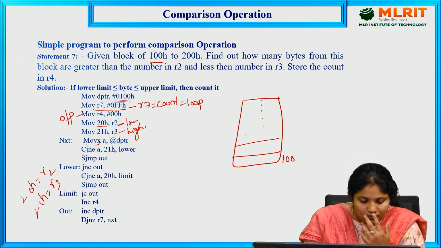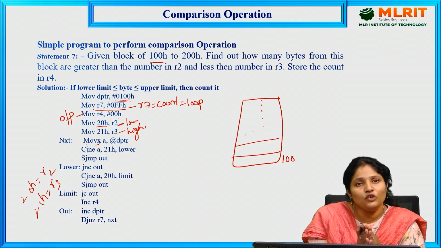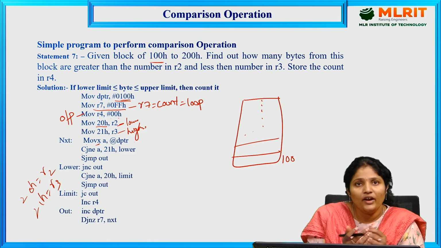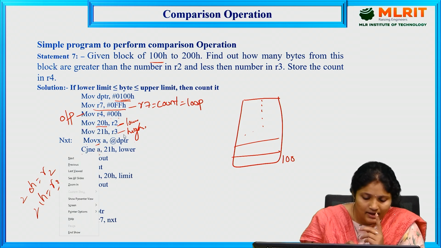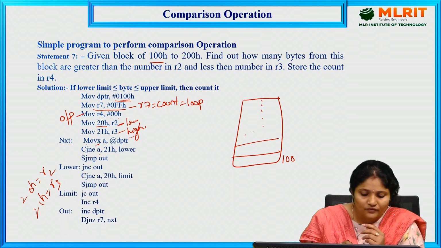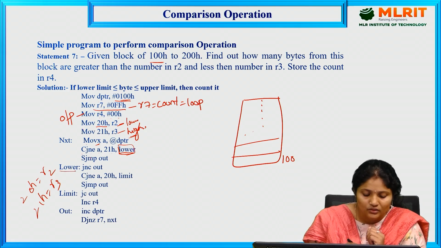Here CJNE means compare and jump if not equal. So if both numbers are not equal, now I need to check for the lower limit. The first location's data will be compared with the higher limit. If they are not equal, then it will move to the lower label. So here the lower label is there. So now it needs to check. What does it need to check?